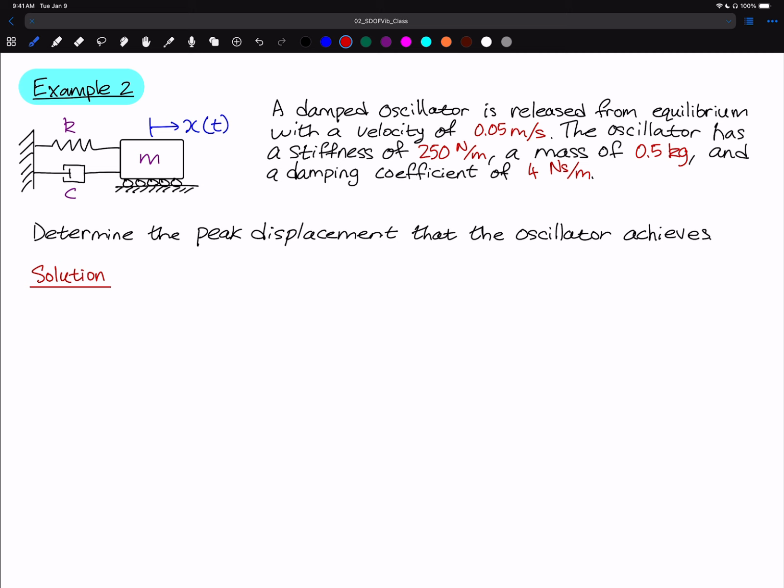So I'd like to encourage you to pause the video and take a moment to try and solve this problem. After you work through it and see where you get, come back and watch the rest of the video to see how I solved it.